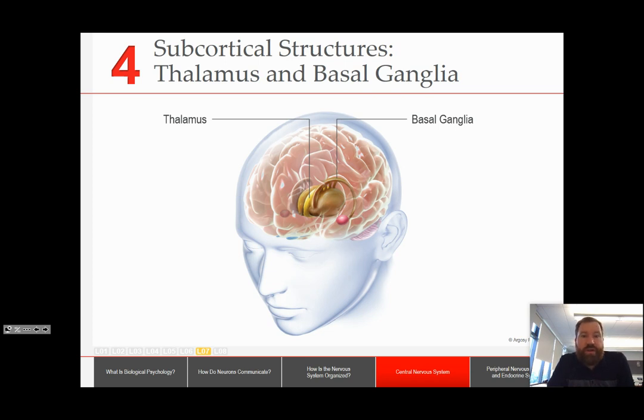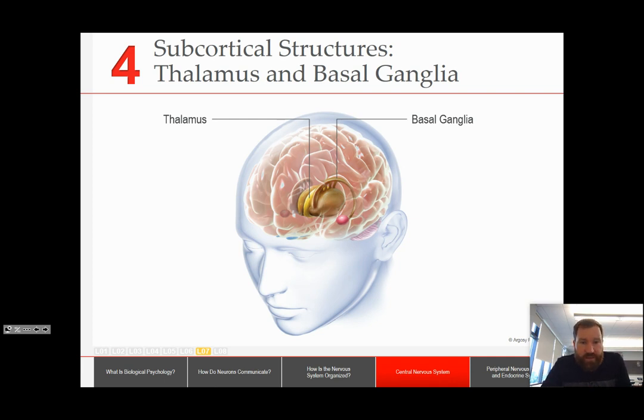So all sensory input goes to the thalamus, and then the thalamus routes it back out. It's kind of like an old school telephone switchboard. If you've ever seen in old movies where they take the thing out and plug it in over here, that's essentially what the thalamus is doing, so that information can be processed by the cortex, which is where a lot of our deeper processing occurs.